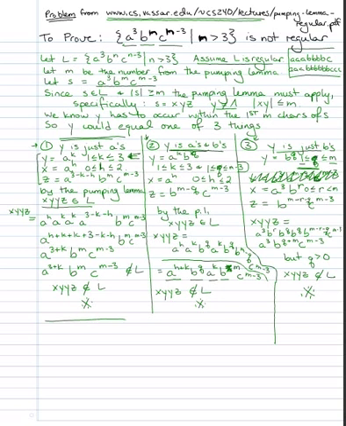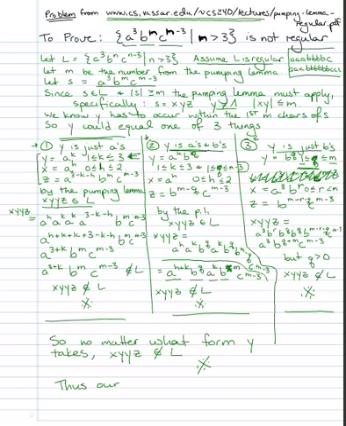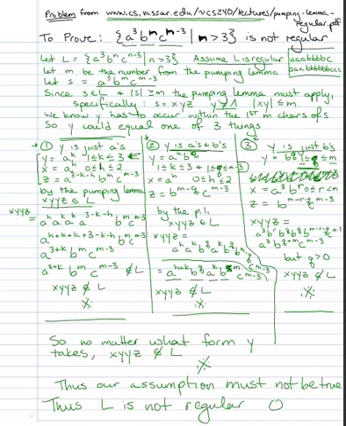So check out what we've got. If y is just a's, we have a contradiction. If y is a mixture of a's and b's, we have a contradiction. If y is just b's, we have a contradiction, right? So no matter what form y takes, xyyz is not an element of L. And so that's a big contradiction, right? Thus, our assumption must not be true. Thus, L is not regular. QED.